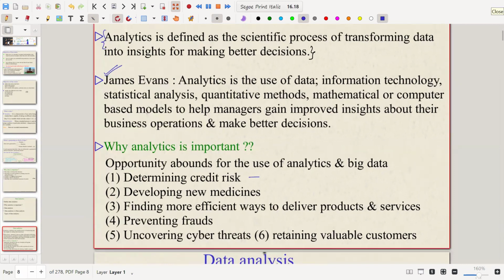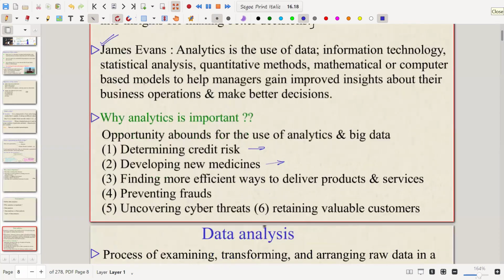So why is analytics important? You can determine the credit risk. You can help in making new medicines. One good example is COVID-19, where different sorts of vaccines were created and no one knew which vaccines would work. At that time only data can help you. So how can data help you? On a batch of people, those new vaccines were tested, right? And those who showed positive signs, that was considered, right?